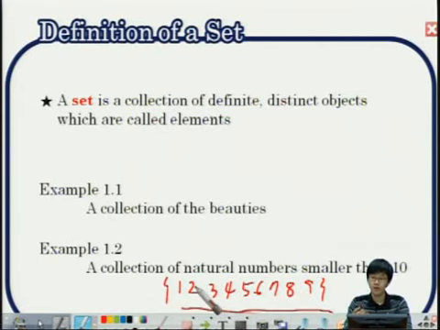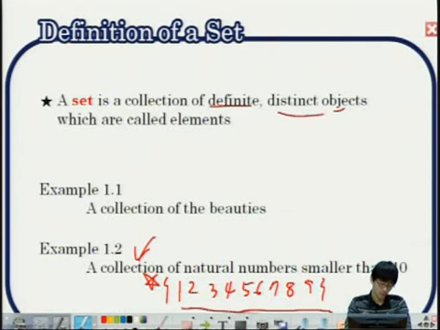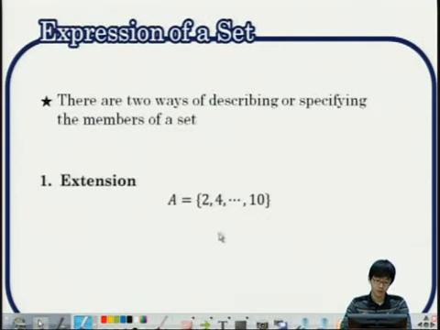There is no other number which makes this right. So this 9 thing is all. Anyone who learned a little bit of math will agree with this. So this is a set, because these 1, 2, 3, 4, 5, 6, 7, 8, 9 are definite and distinct objects. Okay? So, expression of a set.